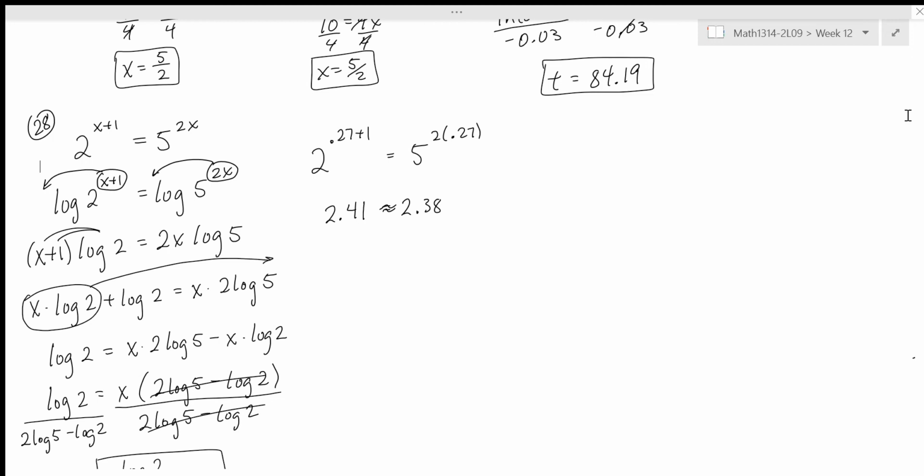Does anybody have any questions about exponential equations? I covered two methods, right? Method of common bases and the more useful technique of converting to logarithms. And now what we're going to do is look at how we solve log equations. Number 39.